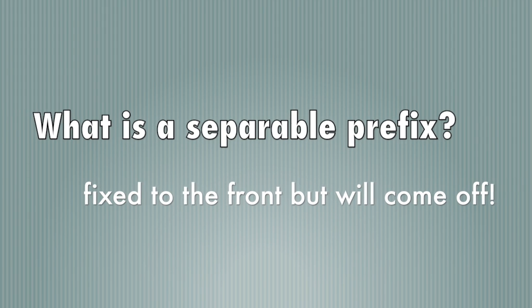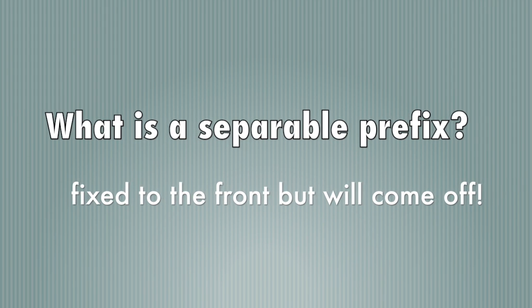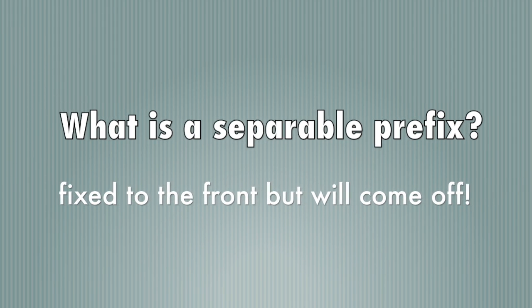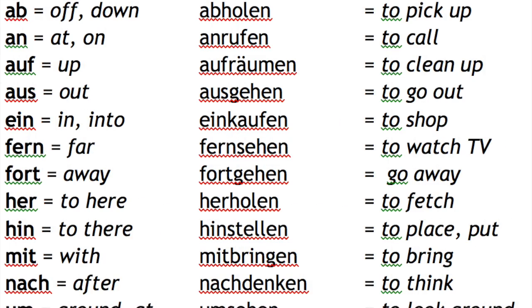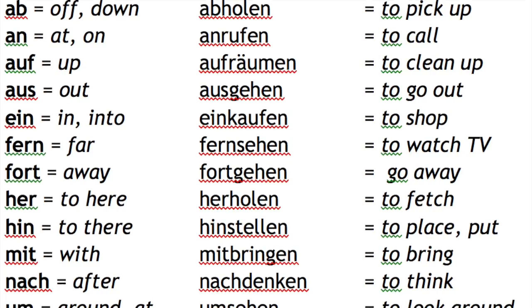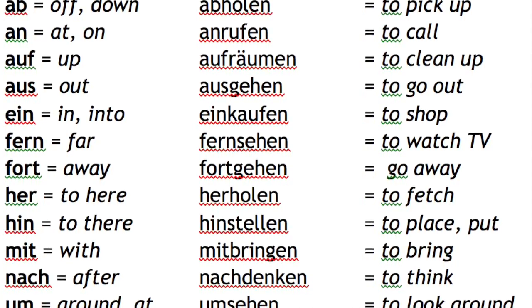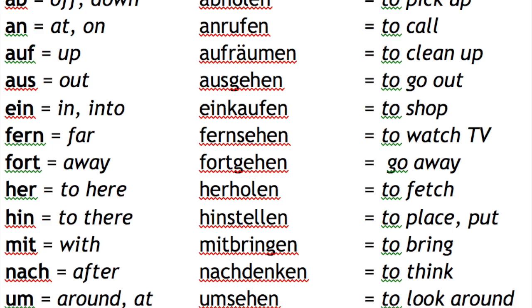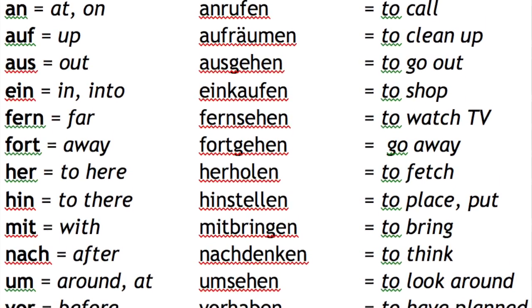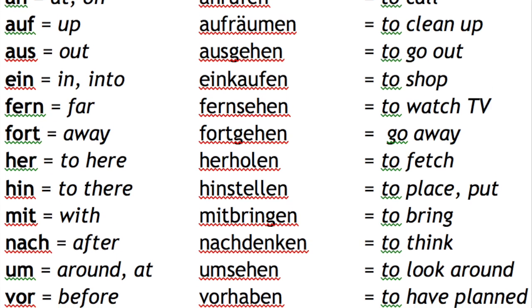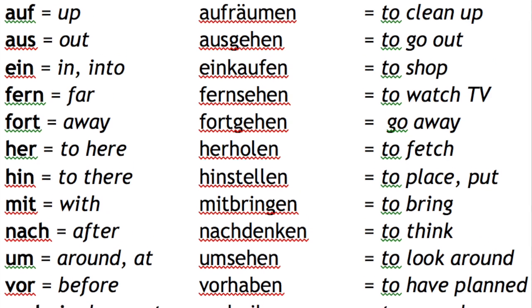That brings us to the separable prefixes, which will be able to come off. So they are not inseparable, they're separable. The list is a little bit longer. We start with ab, which is like off or down. So abholen, to pick up. Sometimes the translations are pretty straightforward, and sometimes you've got to think a little bit about it out of the box, in a way.